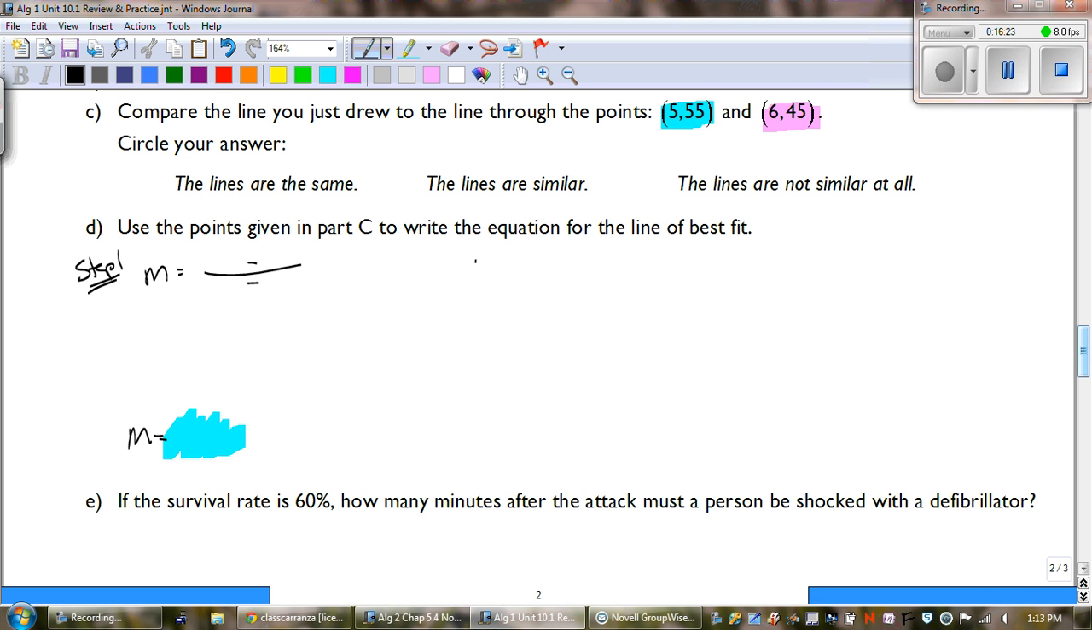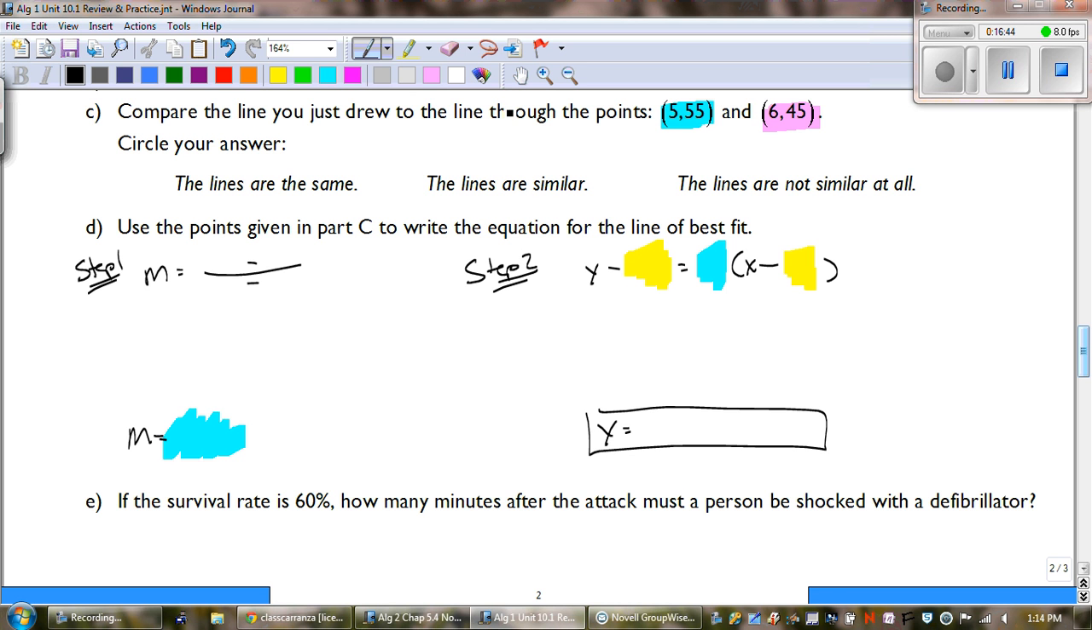And then step 2, we have to plug in to the equation using your slope and 2 of the points, okay? And when you're done, you'll have y equals whatever your final answer is, okay? So go ahead and pause the video, and good luck.